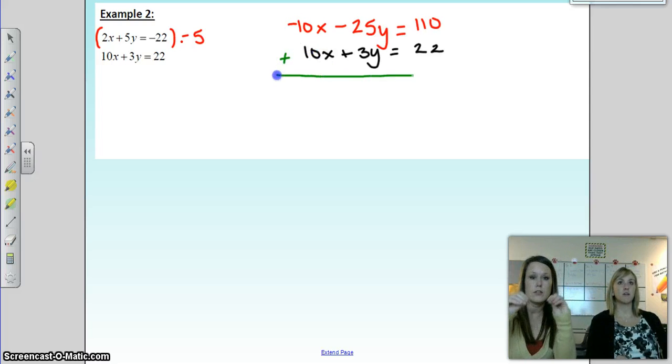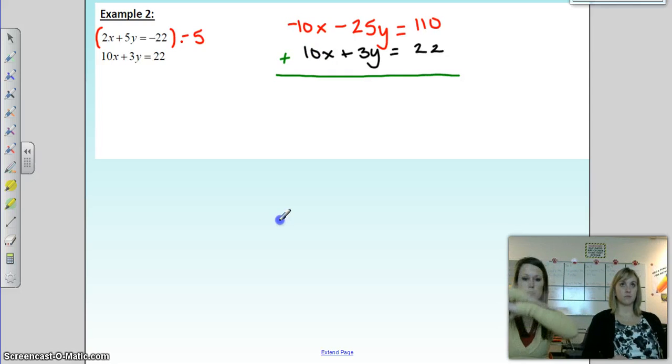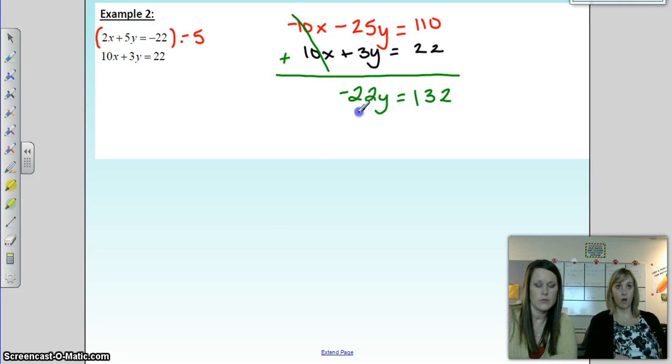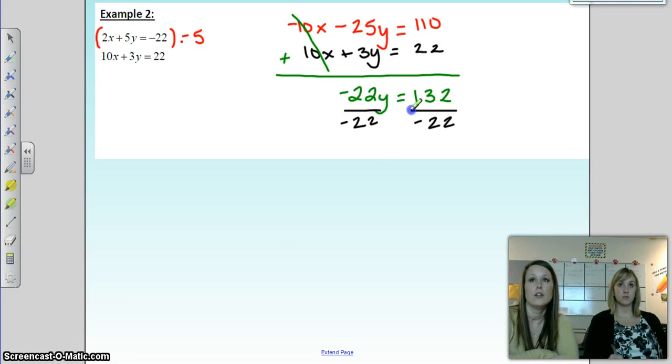Then we're going to combine these two. So we're smushing them both together to get one equation. Negative 10x plus 10x, nothing, no more. Negative 25y plus 3y, negative 22y equals 132. Okay. And I get y alone, divide by the coefficient. You get y equals negative 6.